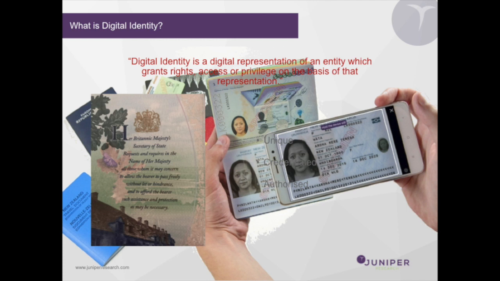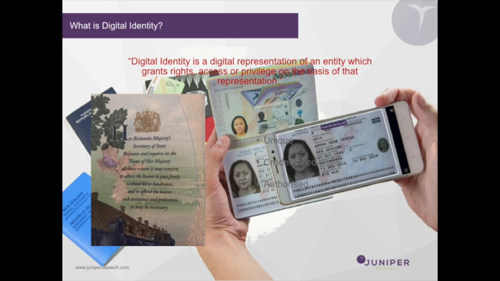What most people will be thinking of is a digital version of stuff that is already existent in the physical world and providing identity credentials. In the strict sense, we're talking about a digital representation of an entity which grants rights, access, or privilege on the basis of that representation. I want to skim through some of the stuff that Andrew said briefly at the start, because he gave a very thorough breakdown, but the key thing for me is that there's always access or privilege. Whenever you assert who you are, you're always claiming some kind of access as part of that representation.